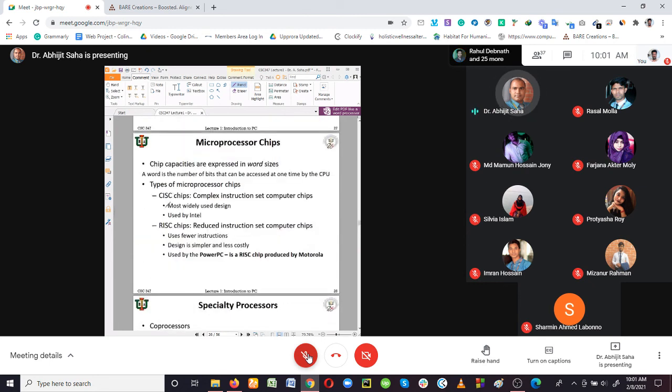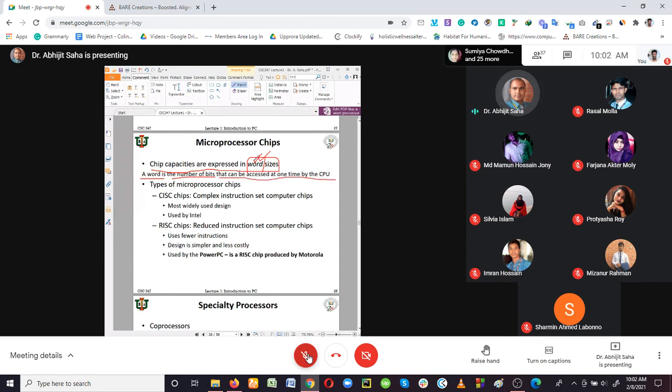So here we are talking about the microprocessor chips. Chip capacities are expressed in word size. The word size, that is the keyword here, the word. Chip capacity can be expressed in word size. So what is the word? A word is nothing but the number of bits that can be accessed at any time by the CPU.